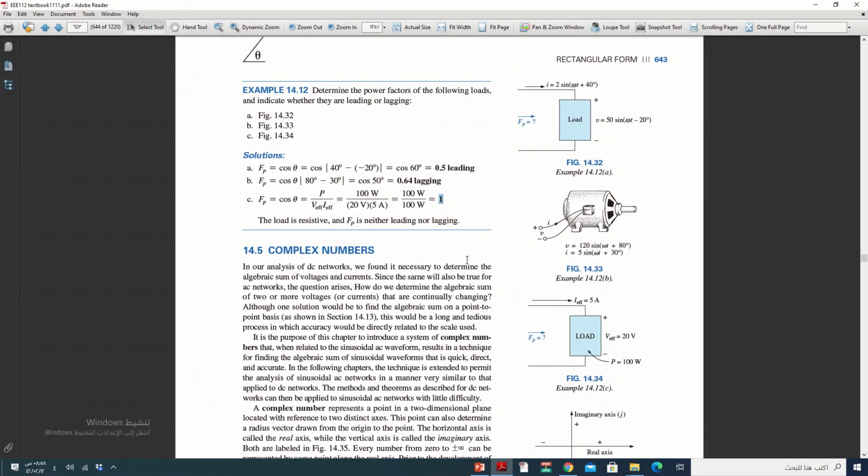When the angle equals 0, the current and voltage are in phase. If it is in phase, this means the angle between the current and voltage will be 0, and this comes only in the resistor. This will end chapter 14, and for the next lecture we'll start series circuits in chapter 15, inshallah.